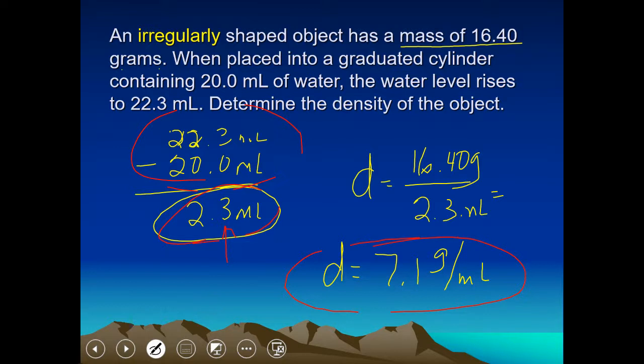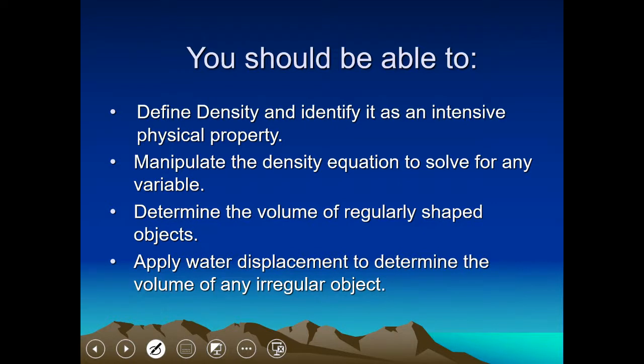Now, when you're doing problems, watch the units. If the mass is in kilograms and the density is in grams per milliliter, you've got to convert the kilograms to grams so the units match up. But we'll get you doing some practice problems. And hopefully you can manipulate that equation to solve for any one of the variables. If it's a regularly shaped object, you've got to use those equations like the volume is pi r squared times height for a cylinder. And if it's an irregularly shaped object, you've got to use water displacement like we just did in the last problem.